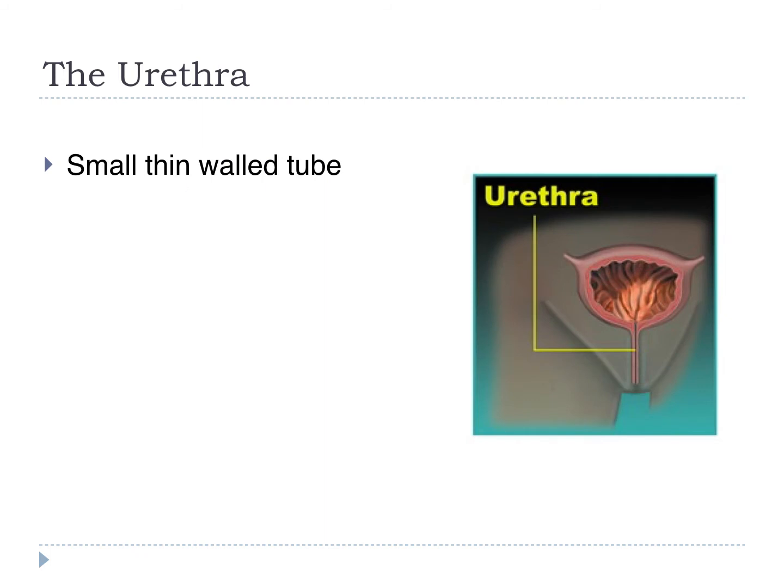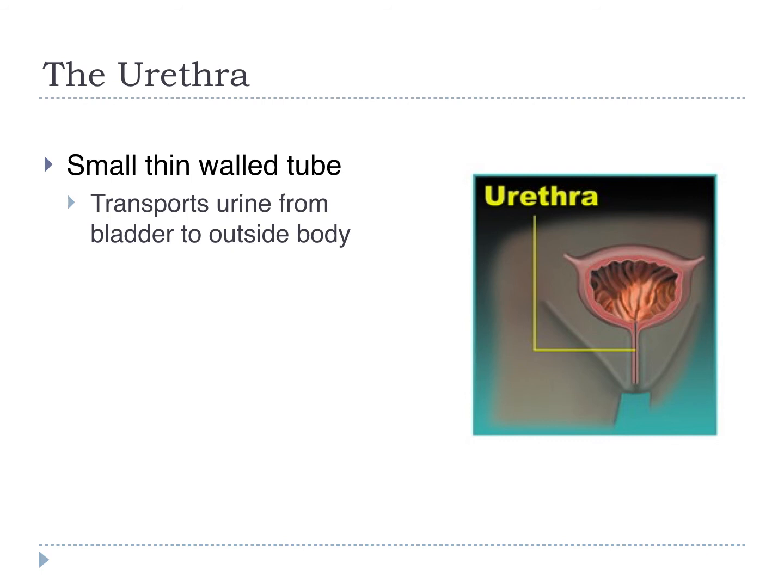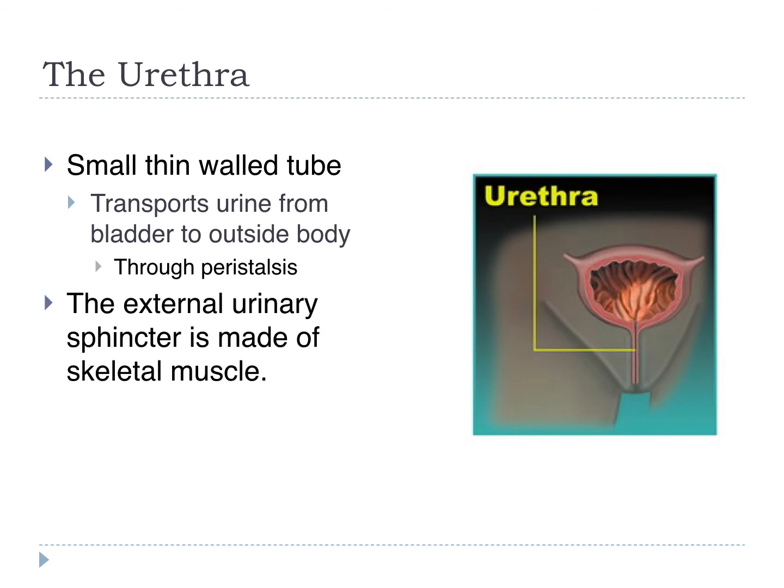The urethra as a whole is a small, thin-walled tube which transports urine from the bladder to the exterior of the body through those same wave-like motions, peristalsis. The external urinary sphincter is made of skeletal muscle. This is the doorway that's voluntary. So if you have to go, this is what you can pinch off until you are at the bathroom. The urethra, hopefully we all know and understand, is very different males versus females because of the structures we are working with.